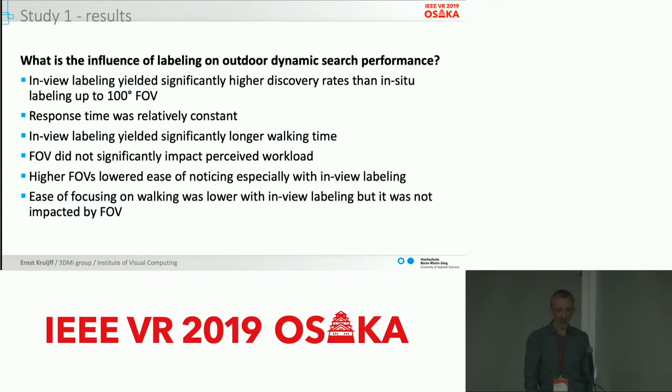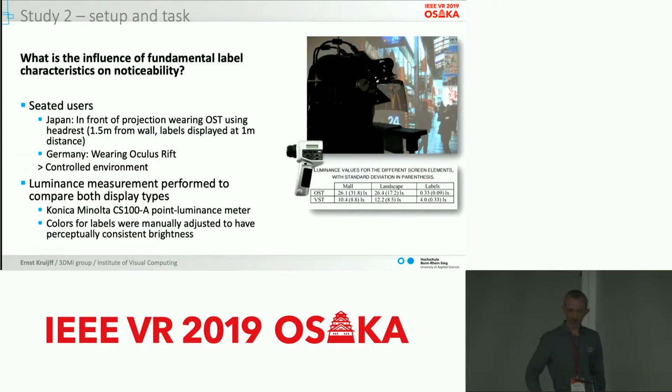Again, field of view did not significantly impact perceived workload, similar to the first study. And a higher field of view lowered the ease of noticing, especially with in-view labeling. As I said, the wider the field of view, the less effective in-view is. Ease of focusing on walking was lower with in-view labeling, but it was not impacted by field of view, which can probably be explained by the fact that everybody can walk around quite easily without really concentrating on it. Okay, so that was the first study.